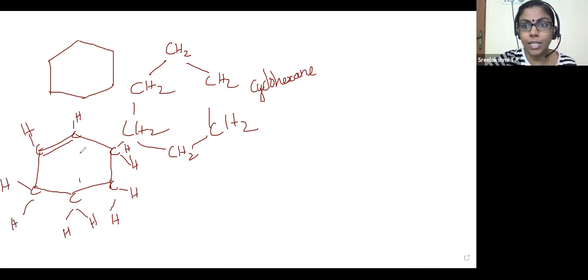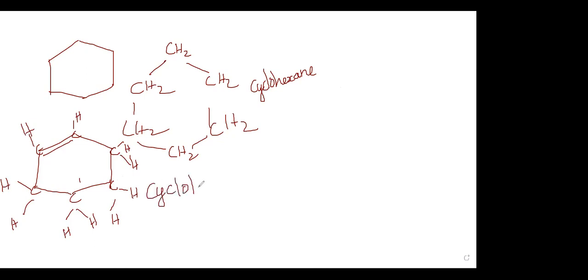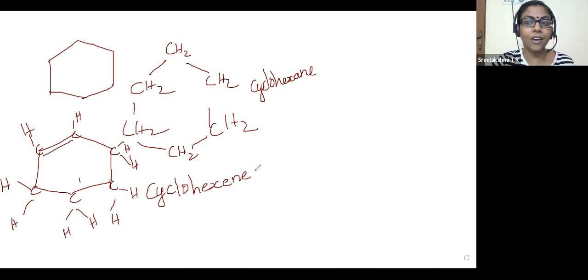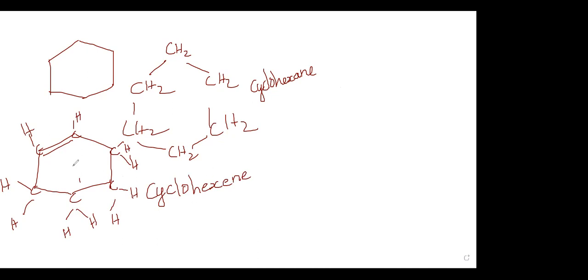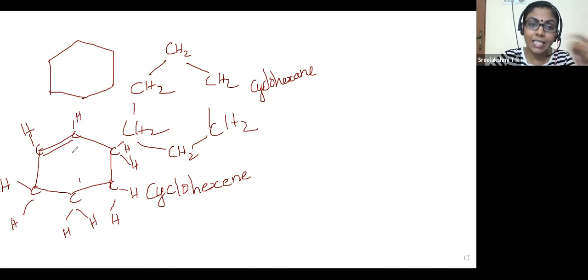Is it clear? Anybody having any doubts with this? So this will be cyclohexene. You don't have to specify the carbon atom number, because in this cycle the double bond can be anywhere. That doesn't matter, isn't it? Even if it is at this point, or this point, or this point, anything, it is the same, isn't it? Got it?